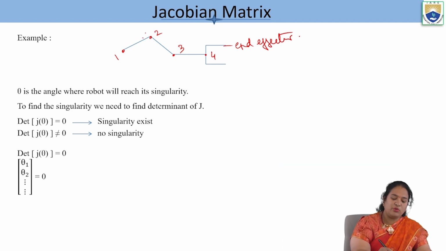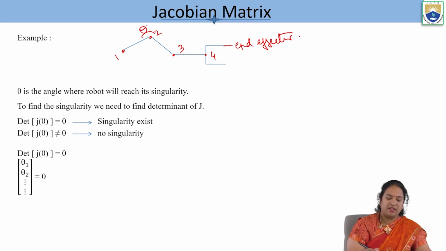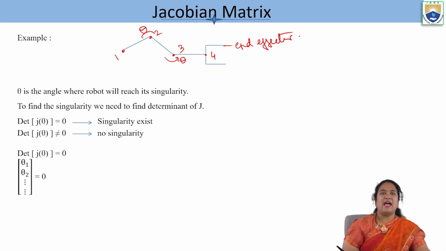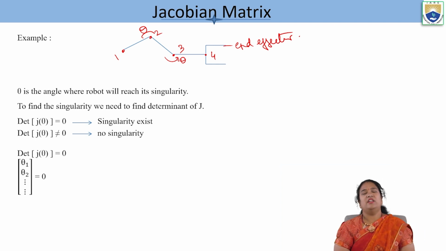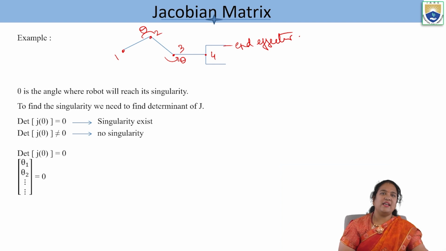So this is moving at an angle theta, right? Theta is the angle where the robot will reach its singularity. As I've told you, that is the point where it loses degree of freedom, right? So how will we find out this particular singularity?